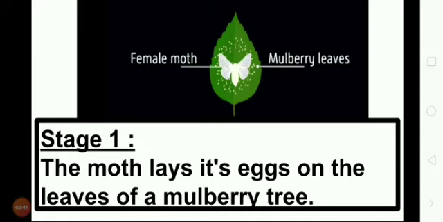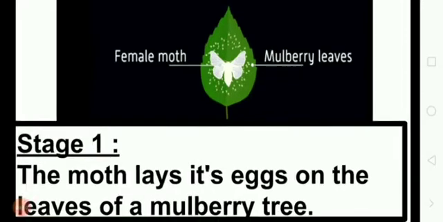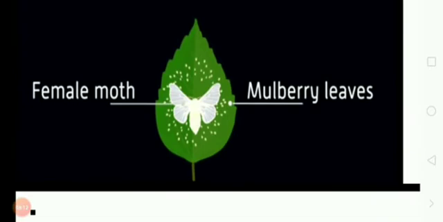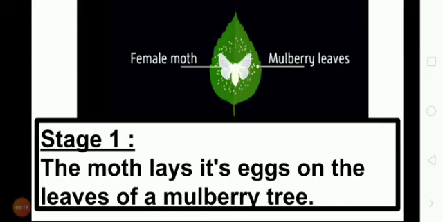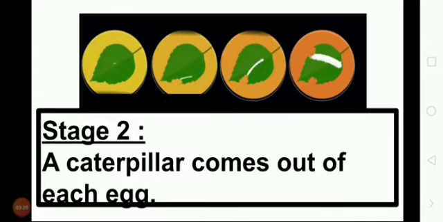Stage number 1. The moth lays its eggs on the leaves of the mulberry tree. The special thing about the moth is that it only lays its eggs on the mulberry tree. It doesn't lay its eggs on any other tree, because mulberry tree leaves are big leaves. This is how the female moth lays its eggs on the mulberry tree. So this is stage number 1. Let's see what happens next.